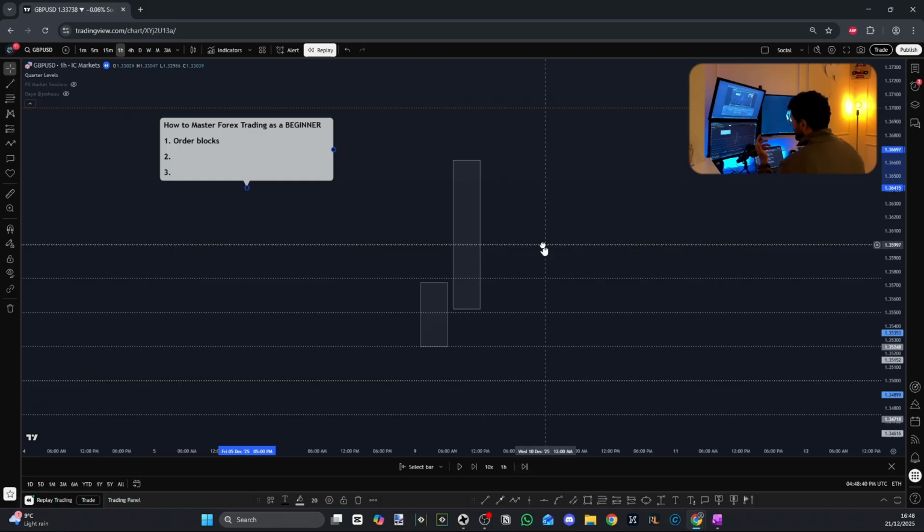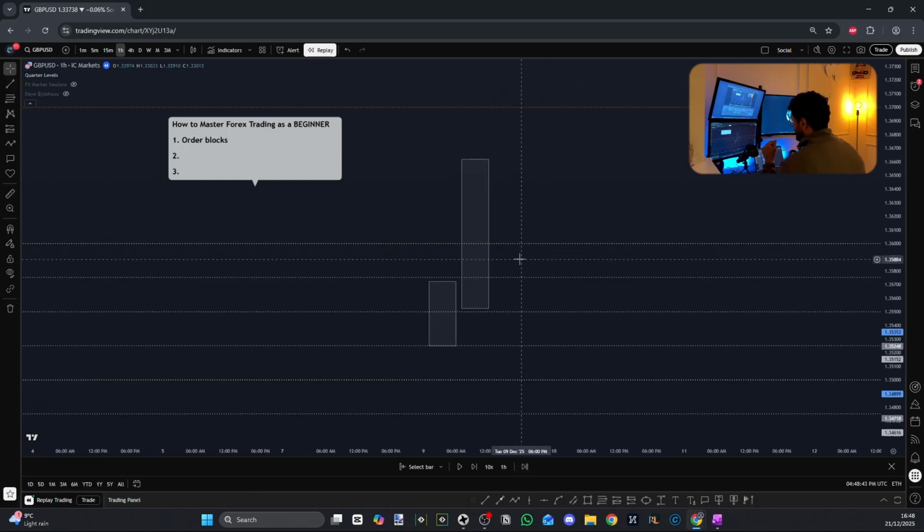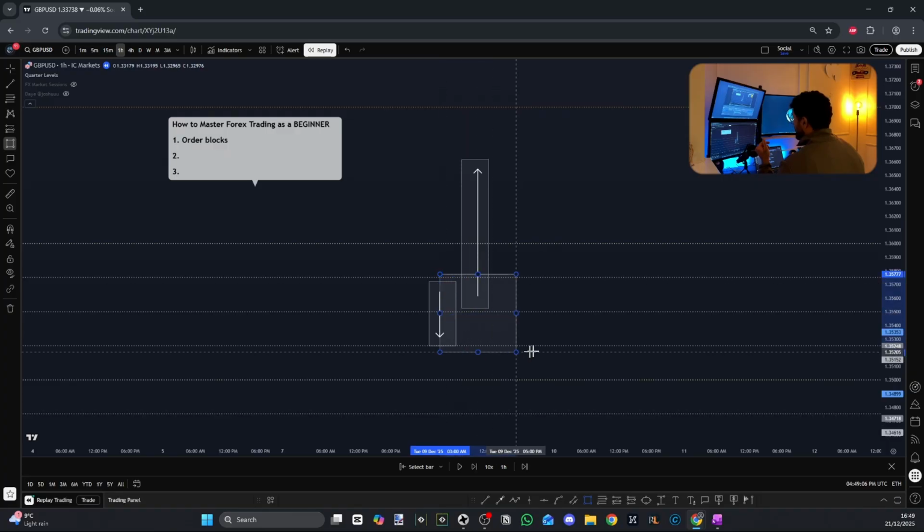So let me show you guys a quick example of what a bullish order block can look like. Say this candle is a bearish candle, and then the following candle is a large bullish candle towards the upside. So that means this area in price, this previous bearish candle, is now our order block area. So let's just write order block.